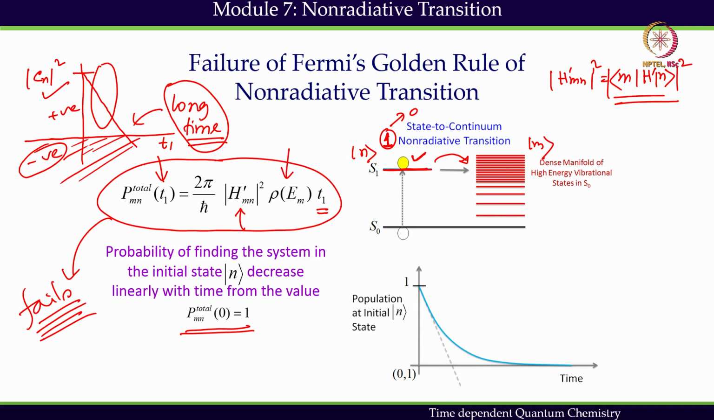We know from a very simple kinetic model, the simplest kinetics one can imagine for any chemical kinetics problem, that a system starting from population 1 decays exponentially. That's something which we have experienced in real life, and because it decays exponentially, there will be a time when the population will be 0, and that's exactly what we expect. If I start from an initial state n, and it is transferring the population to very closely lying states, then for a long time there will be a population where the population is 0.